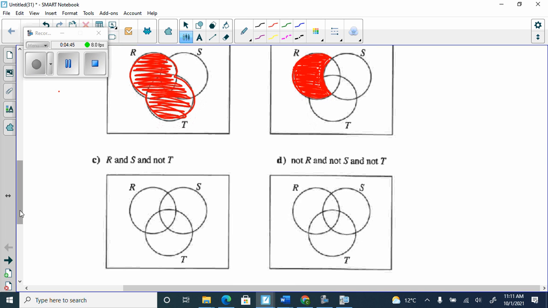This one is R and S but not T. So R and S is actually the eyeball, right? This is the R and S eyeball, correct? But I don't want any part of T. So what am I going to do? Am I going to shade that whole thing? If I shaded the whole thing, that's R and S, correct? But what do I have to unshade, actually? Anything that's in T. So what's this another way of saying R and S, not T? R and S only.